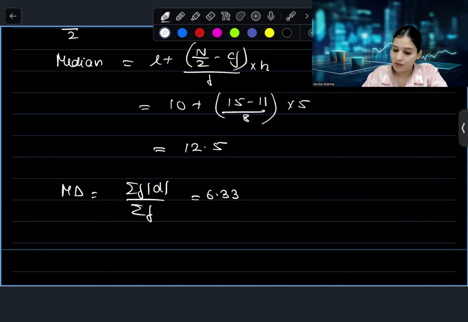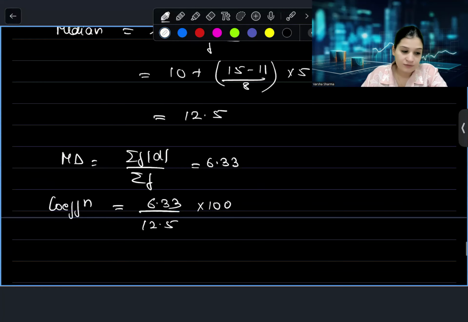Coefficient: mean deviation by median into 100. Answer? 50.66. Any doubts?